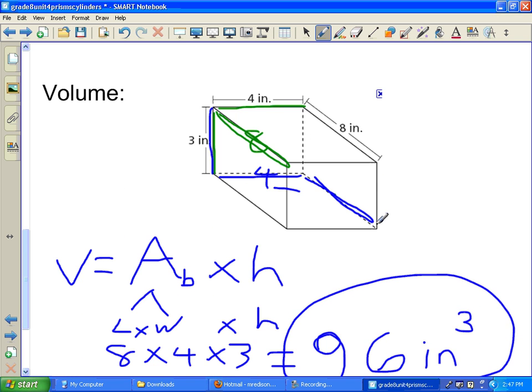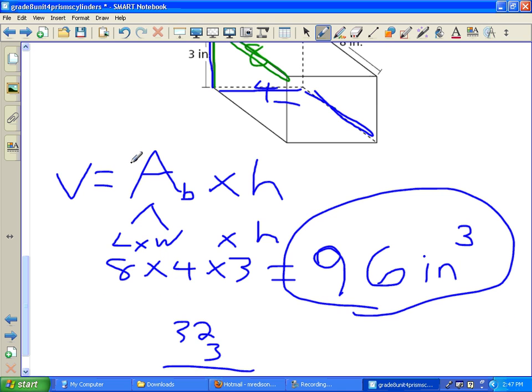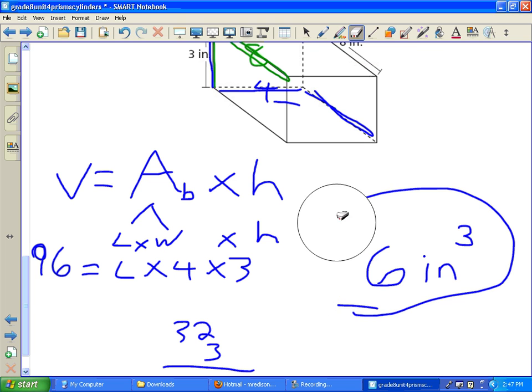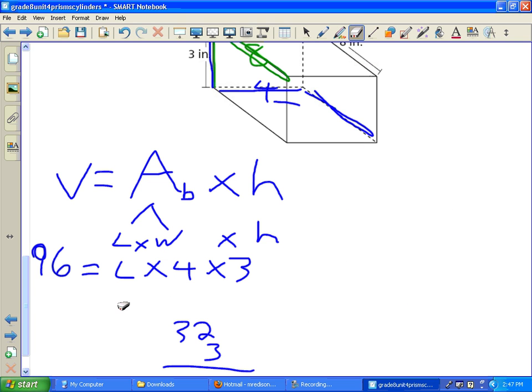The only other way to make this hard is if you weren't given maybe the length. If you're not given the length, all you'd have to do is leave that as the letter L. But if you were given the volume of 96, then all you've got to do is solve for L. So how do you get rid of 4 times 3, which is 12? You divide this by 12, and you divide this by 12.